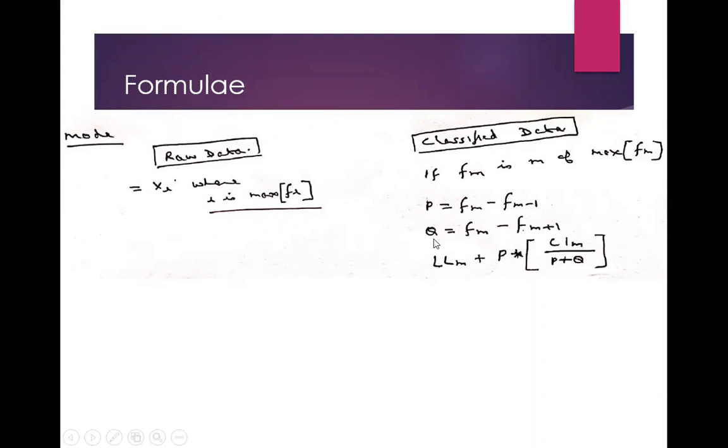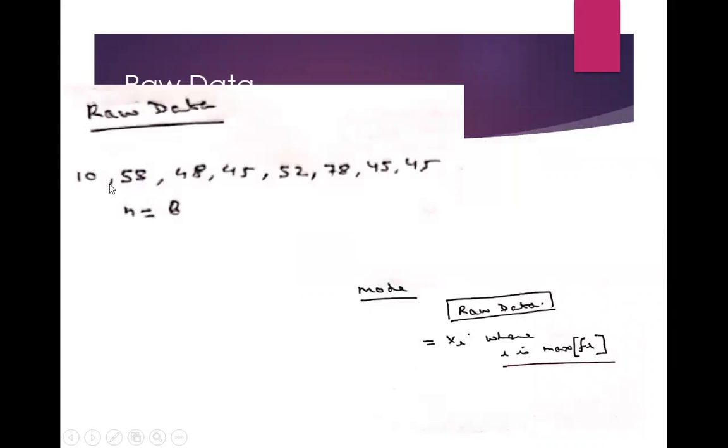Then we calculate P and Q. P is the difference between the maximum frequency and the frequency of previous class. Q is the difference of maximum frequency and the frequency of successive class. Then we apply this formula to identify the mode value.